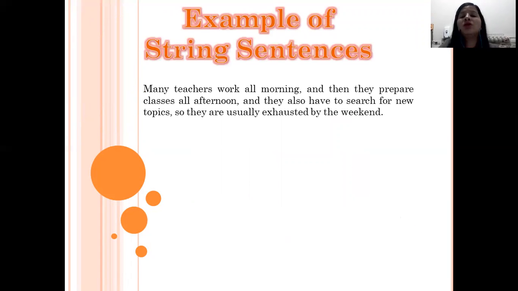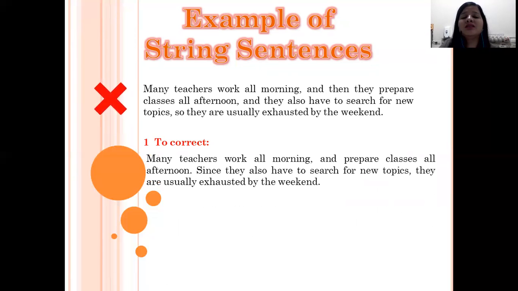Many teachers work all morning and then they prepare classes for the afternoon, and they also have to search for new topics. So they are usually exhausted by the weekend. As you can see, I can continue now. These sentences have a lot of mistakes. So this is like a run-on sentence, a string sentence that doesn't finish, it continues talking and talking.